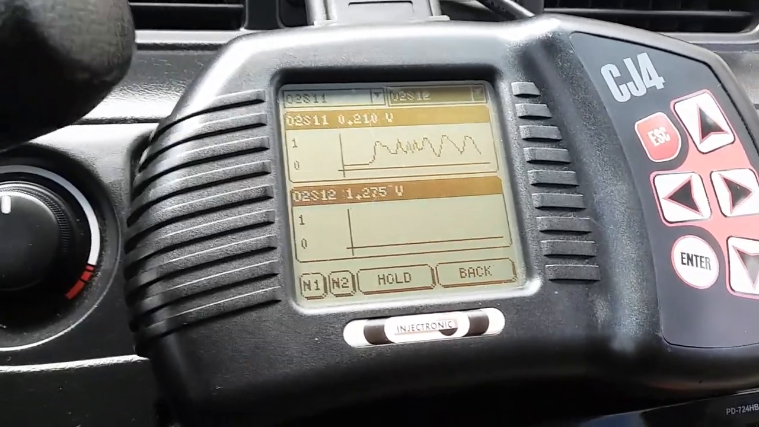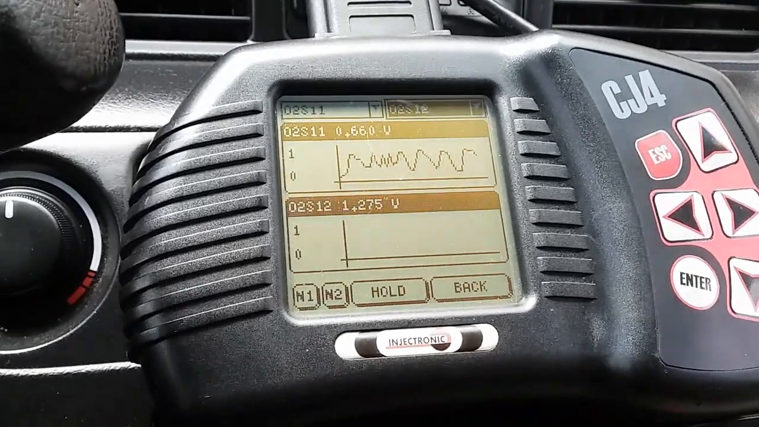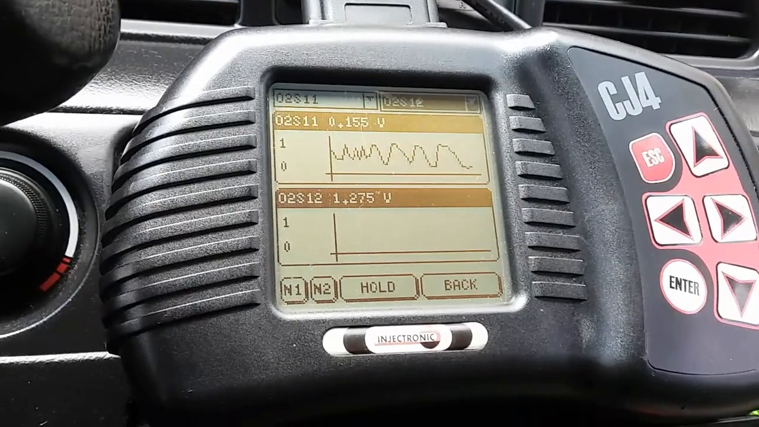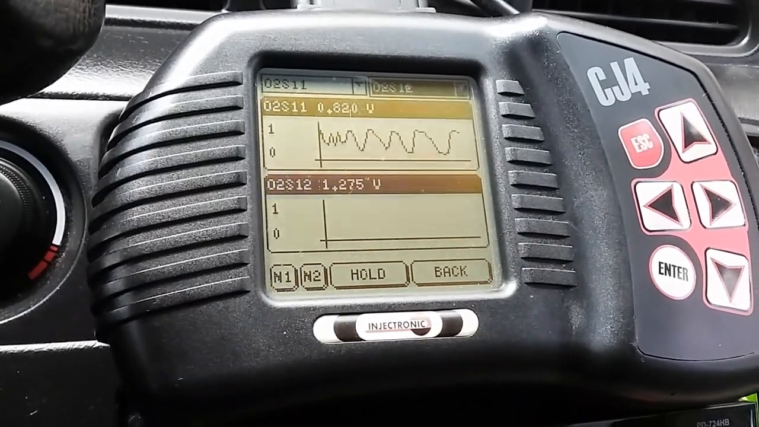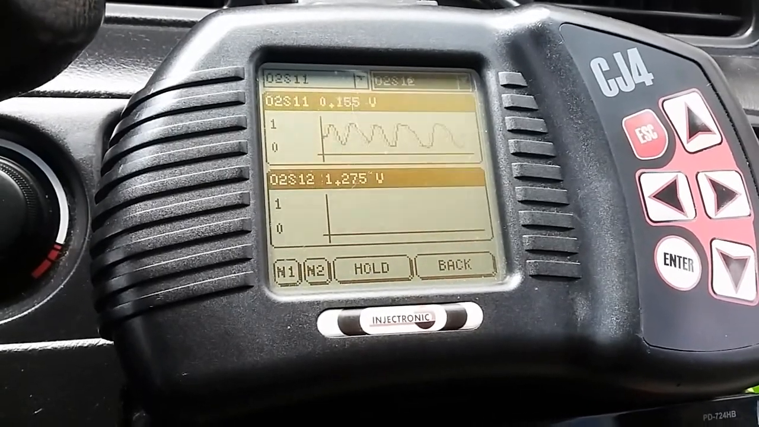And the way I go about these diagnoses with the scan tool, I let it idle until it gets to its operating temperature, up to about 176 degrees Fahrenheit on the coolant temperature sensor.